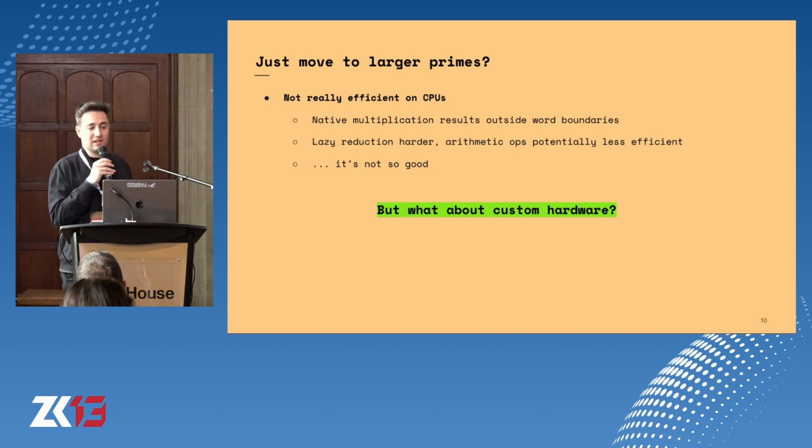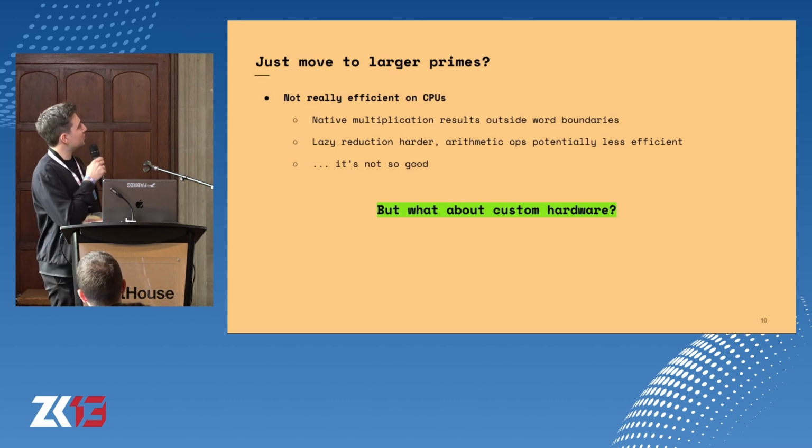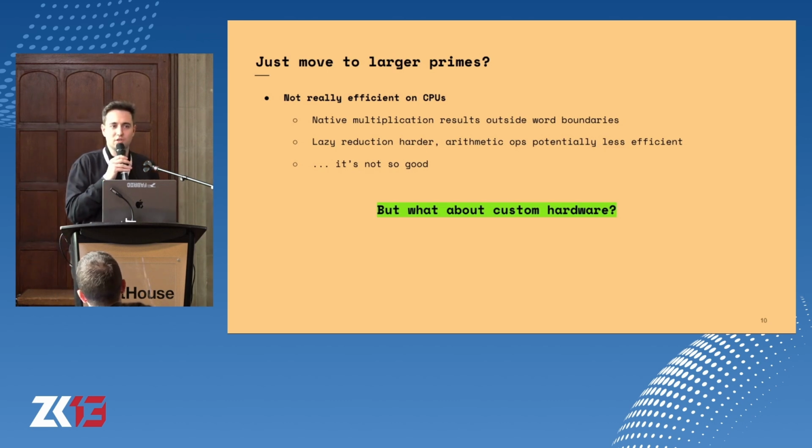Actually not, because larger primes are not really efficient on CPUs. Why are they not efficient? Well, we would need to use a 32-bit prime, even a 33-bit prime actually, which means that native multiplications are probably outside the word boundaries, on some architectures even outside the double word boundaries. Also lazy reduction gets harder. We cannot really do nice addition chains, or even small addition chains, without intermediate reductions. And all in all, it's not so good.